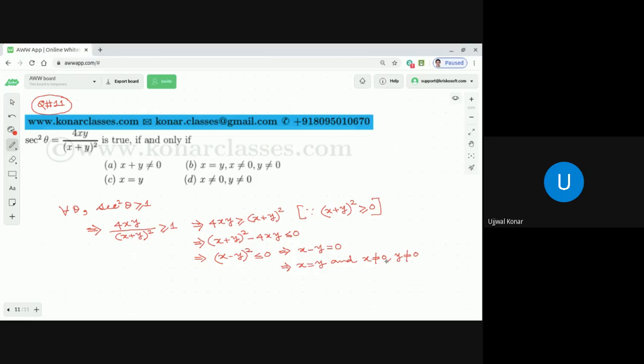Because if you put x equal to 0 and y equal to 0, then sec square theta should be 0 by 0 form, which is of no meaning. So don't only write option C. Option C also apparently looks correct, but the more appropriate answer is option B. I hope you got my point, dear students, what I'm talking about.